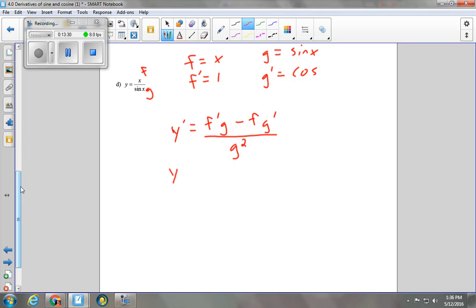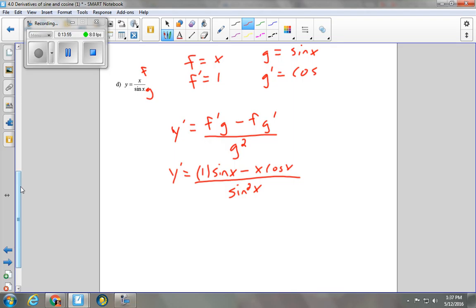Okay, so y prime is equal to 1 times sine x minus x times cos x over sine squared x. It's not sine x squared.